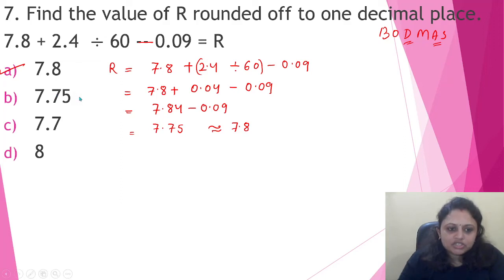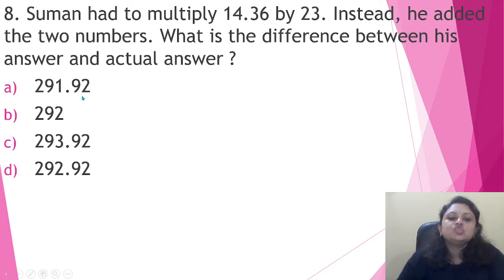Coming to the next question, Suman had to multiply 14.36 by 23. Instead, he added the two numbers. What is the difference between his answer and the actual answer? Option A 291.92, B 292, C 293.92, D 292.92.